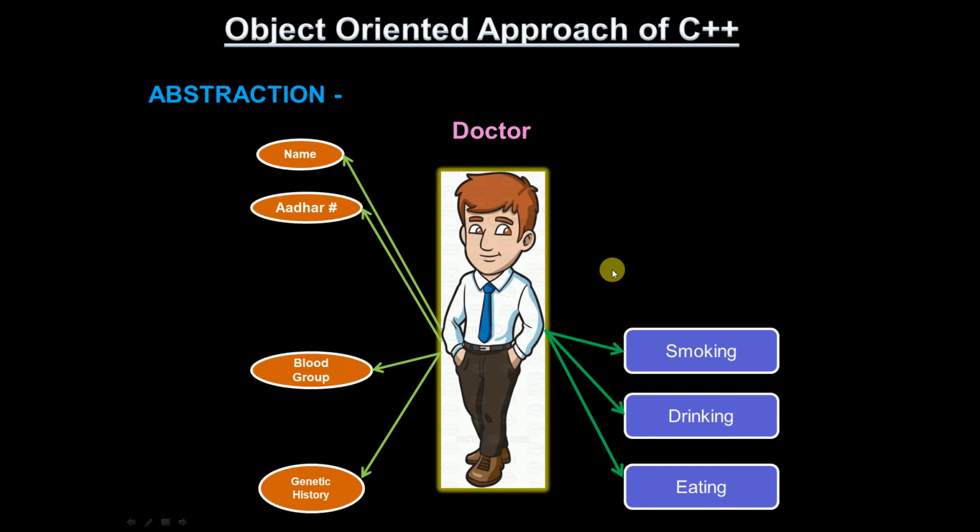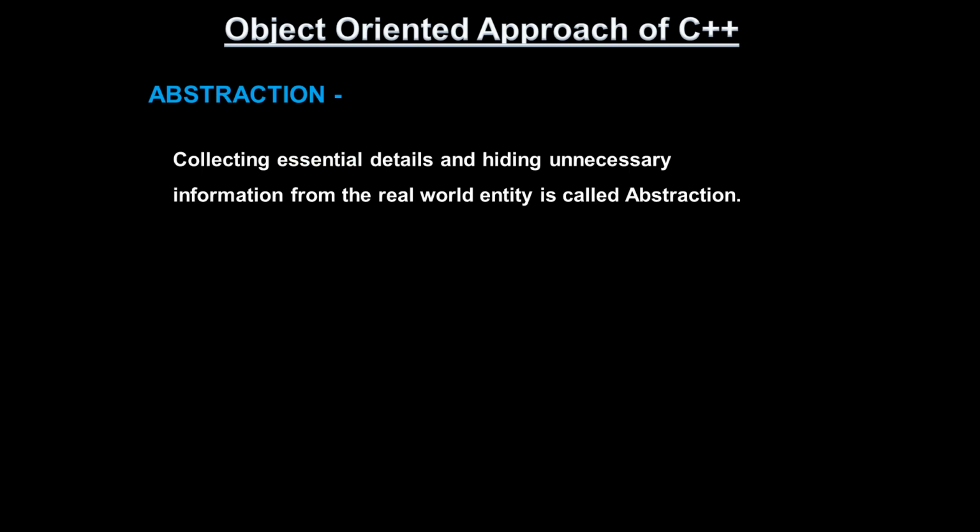So I think by this time you might have got the idea of abstraction. What is abstraction? Collecting essential details and hiding unnecessary information from the real world entity is called abstraction. Collecting essential details and hiding, neglecting, or removing the unnecessary information is called abstraction.